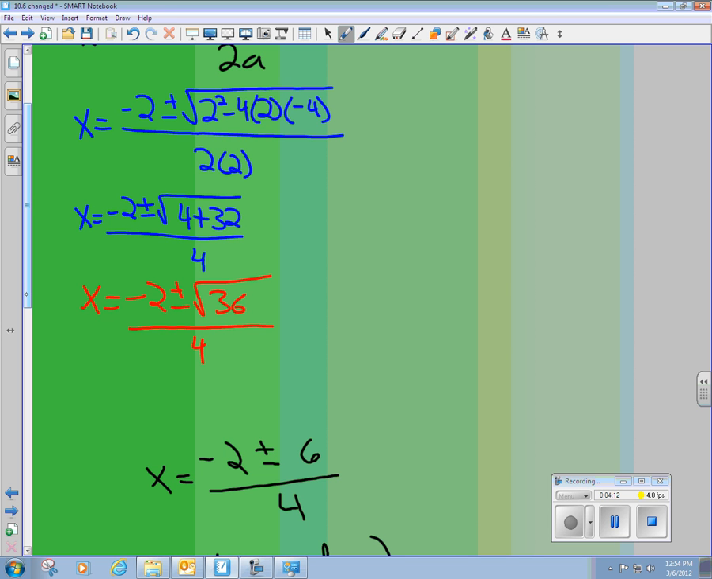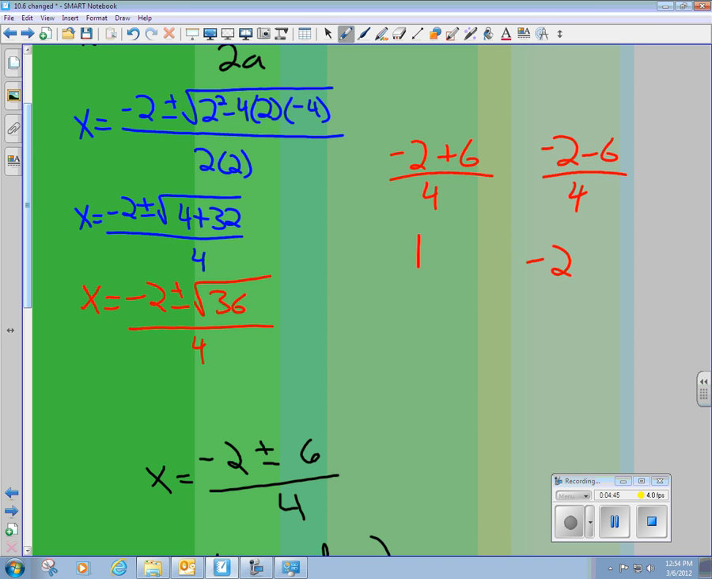All right, now that we have that, we're going to break it apart into two pieces. So negative 2 plus 6 over 4, and negative 2 minus 6 over 4. Solving these two out, negative 2 plus 6 is 4. 4 divided by 4 is 1. Negative 2 minus 6 is negative 8. So dividing that by 4 gives you negative 2. There are your two answers: 1 and negative 2. Just like you had before with your square roots, you still have two possible solutions.